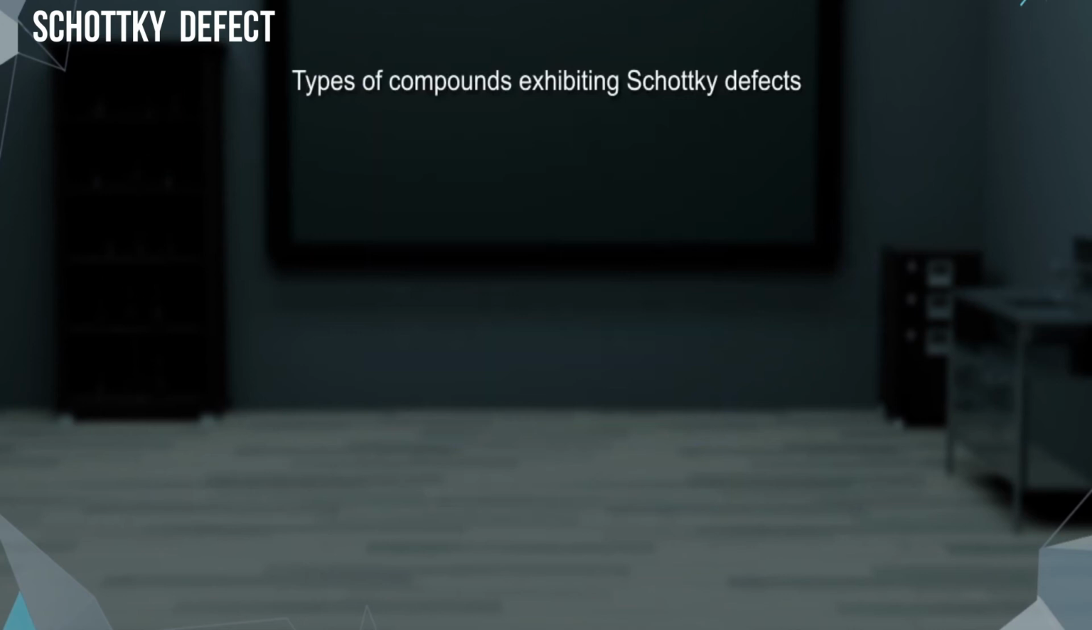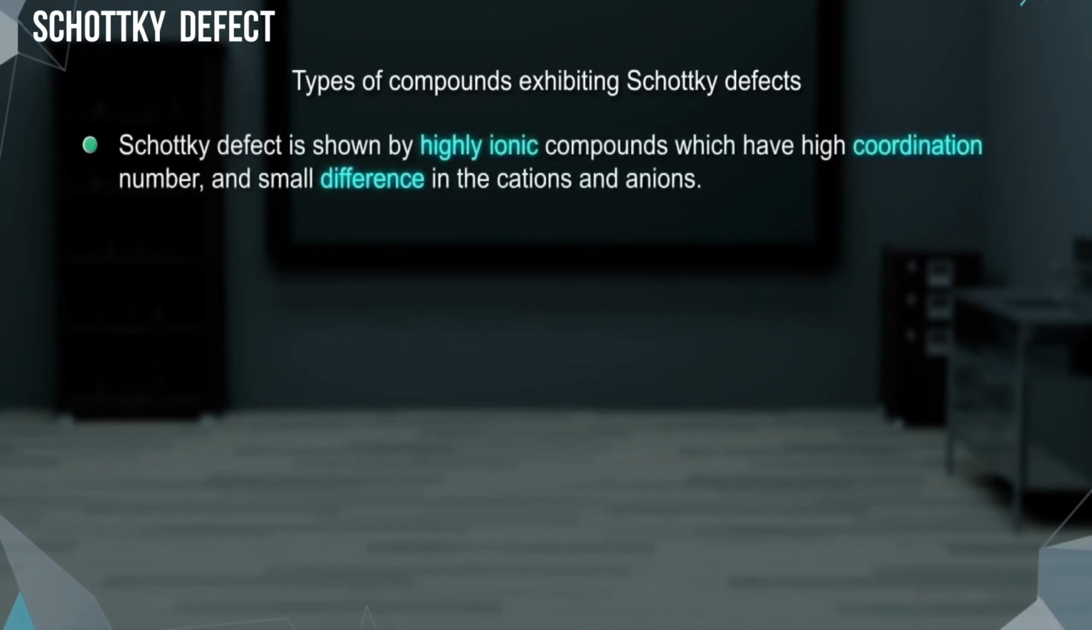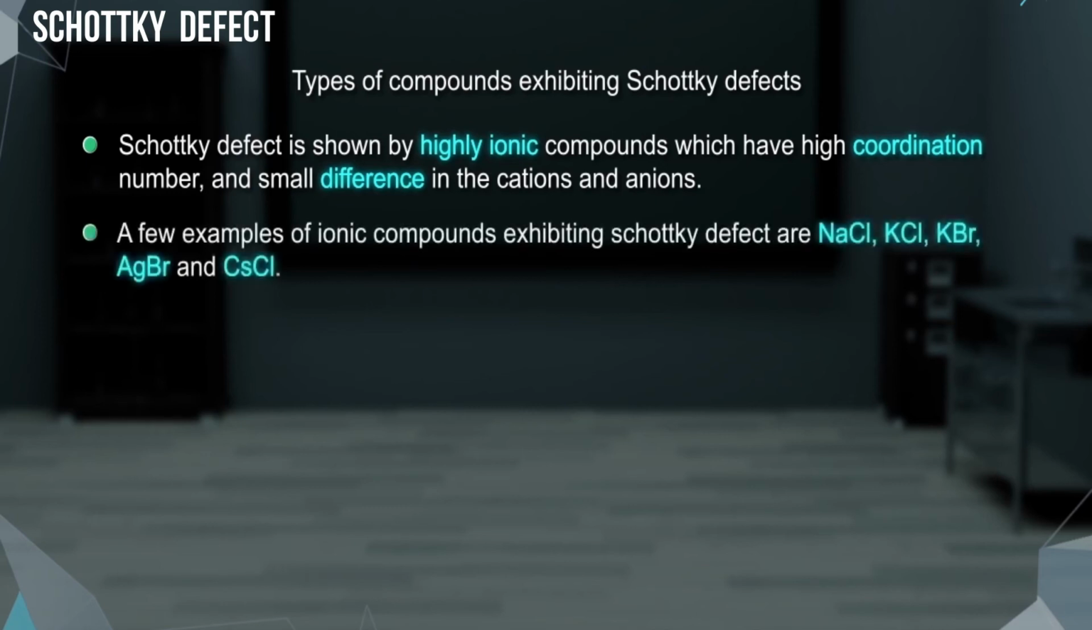Type of compounds exhibiting Schottky defect. Schottky defect is shown by highly ionic compounds which have a high coordination number and a small difference in the sizes of cations and anions. A few examples of ionic compounds exhibiting Schottky defects are NaCl, KCl, KBr, AgBr, and cesium chloride.